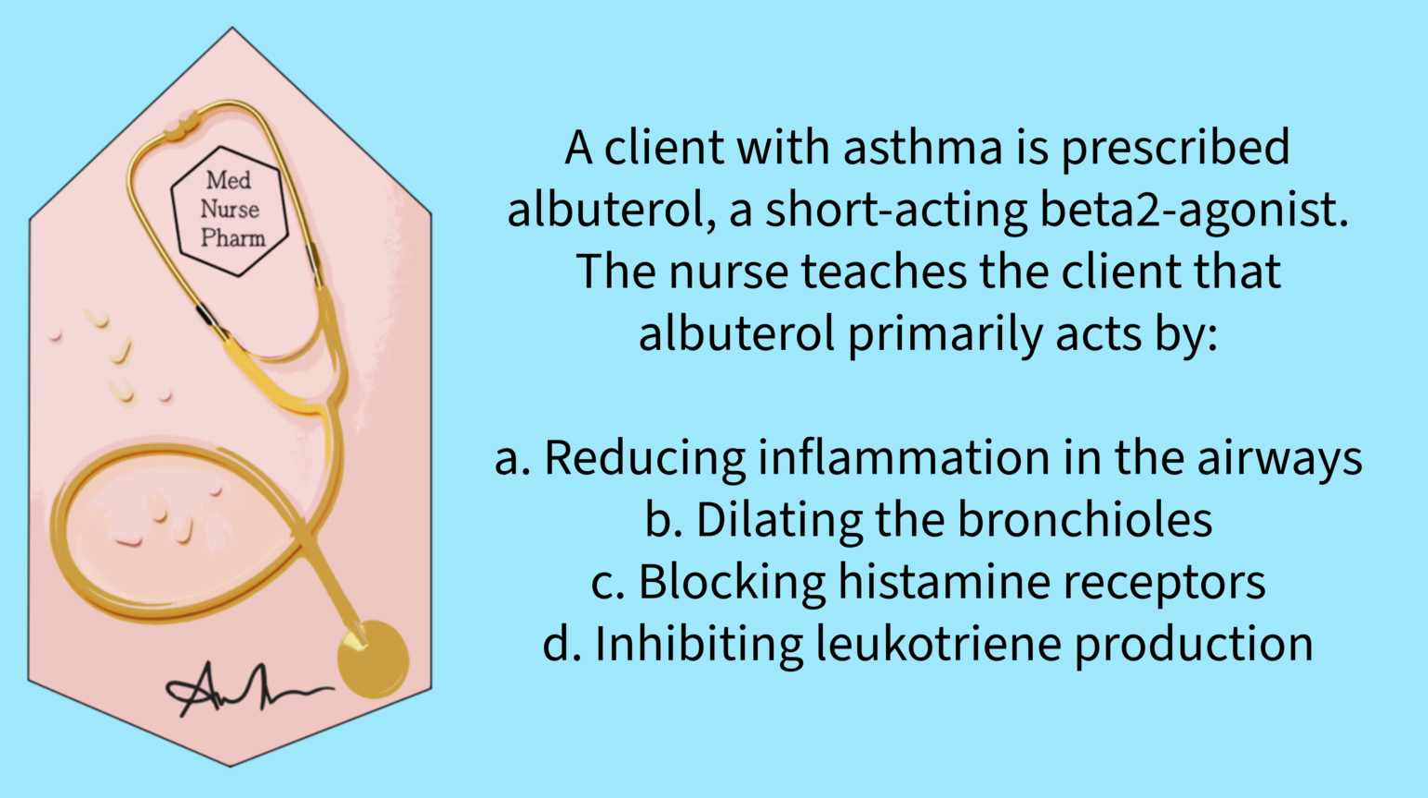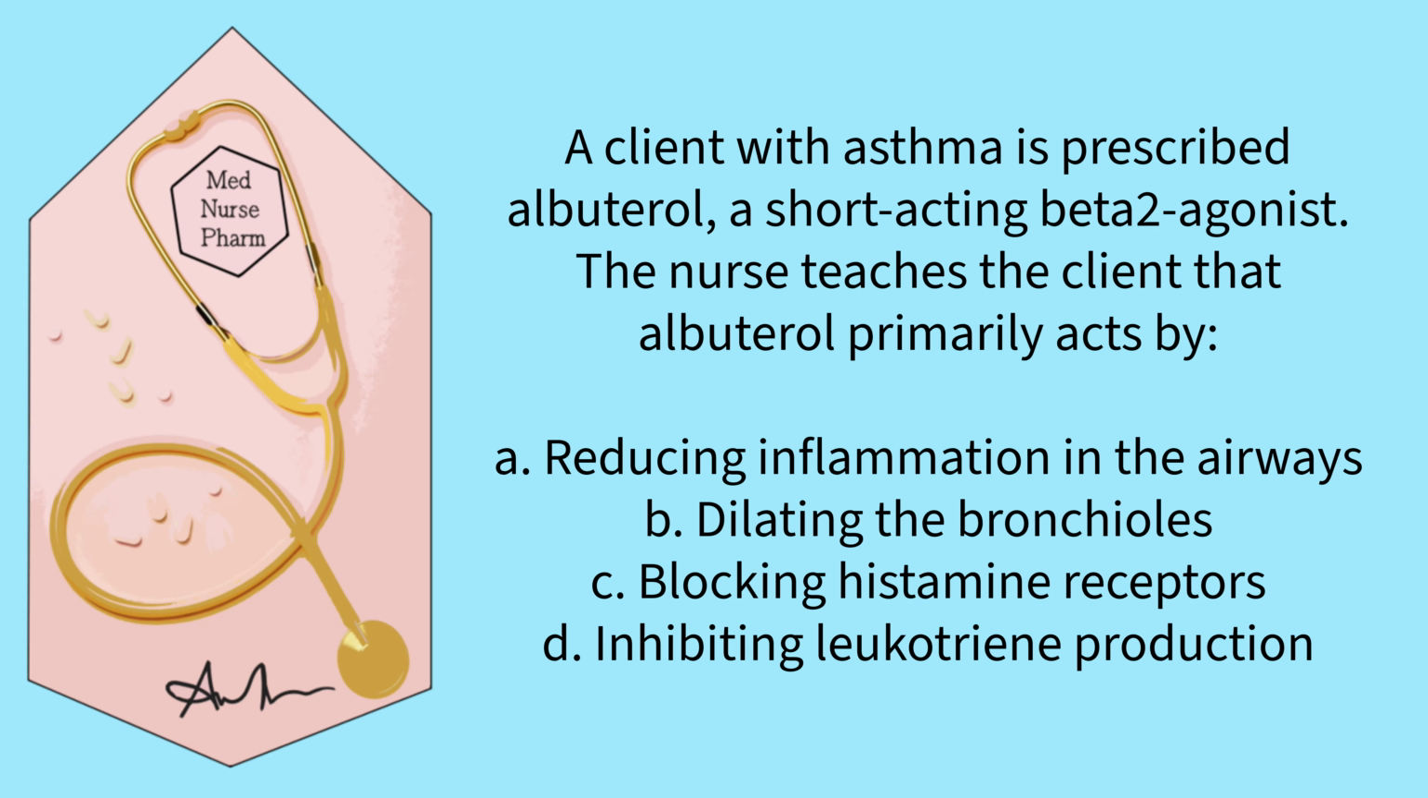A client with asthma is prescribed albuterol, a short-acting beta-2 agonist. The nurse teaches the client that albuterol primarily acts by: A, reducing inflammation in the airways; B, dilating the bronchioles; C, blocking histamine receptors; D, inhibiting leukotriene production. Pause the video and select your answer. The correct answer is B, dilating the bronchioles.